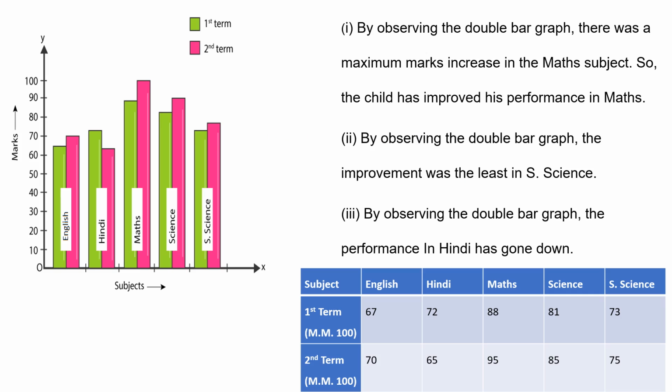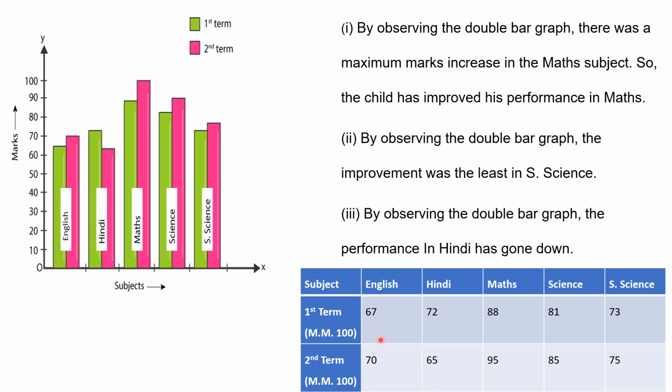Drawing a double bar graph is as good as drawing a regular bar graph, but since two subjects' marks together we have to show, we have to leave one more box in between. First select the x-axis, that is subjects: English, Hindi, Math, Science and Social Science, and y-axis marks. Clear? Next, unit. Here 1 unit is equal to 10 marks: 0 to 10, 10 to 20, 30, 40, 50, like that up to 100 we will select.